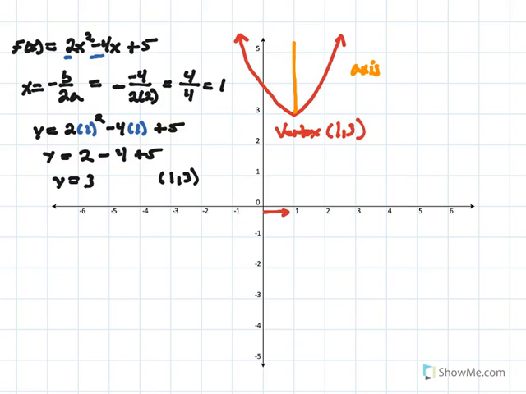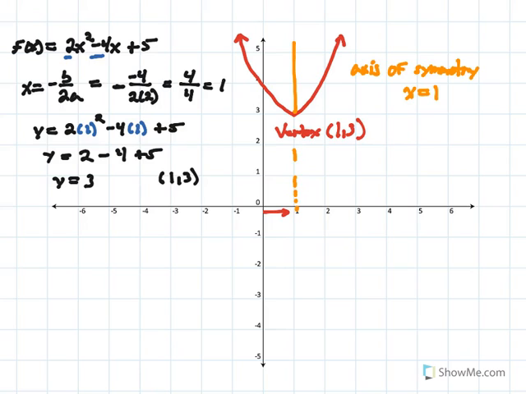So the axis of symmetry is going to be x equals, where is it crossing the x-axis? If I extrapolate that down right here, it's going to cross at +1. So my axis of symmetry is x equals 1, if you were ever asked that, okay? And that's all there is to it.